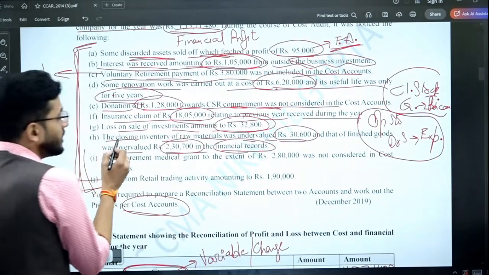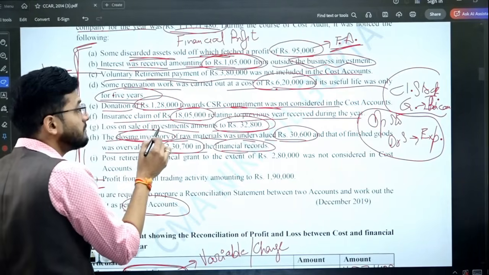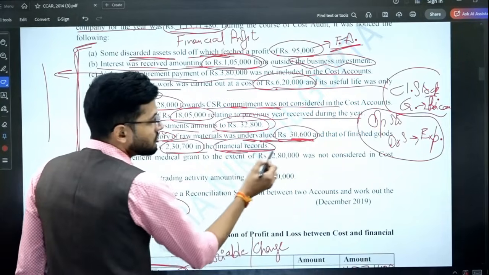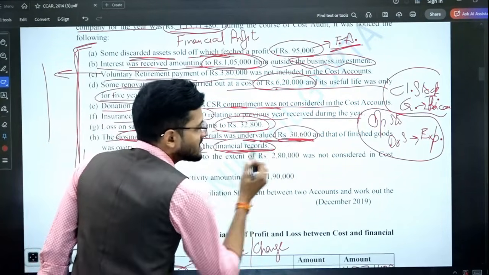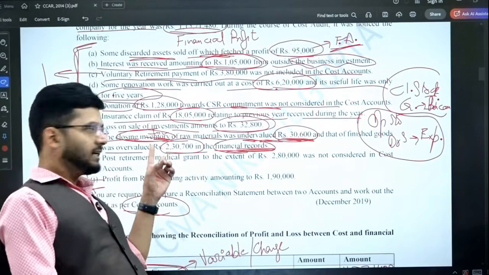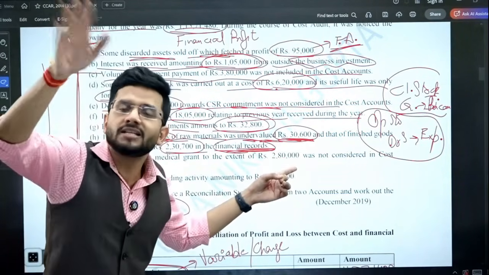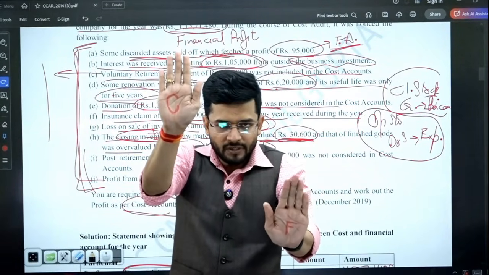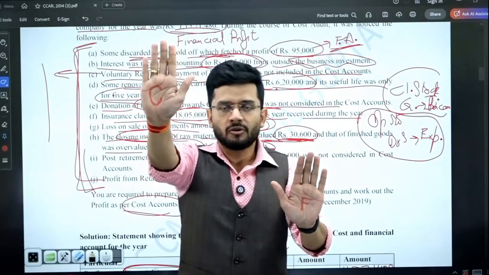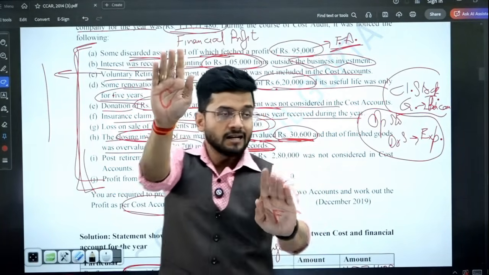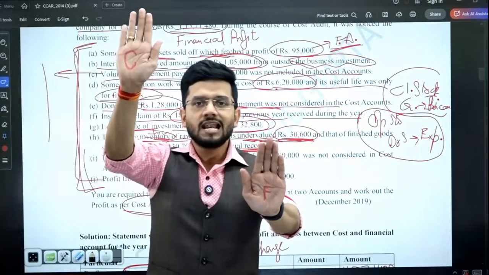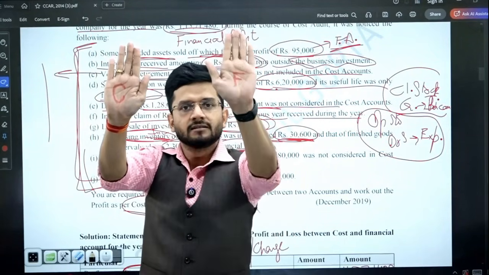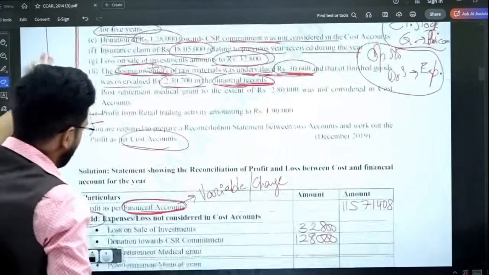Now let us come to the adjustment. The closing inventory, closing means income, was undervalued by rupees 30,600 in the financial records. So income was less in the financial records. Closing raw material was undervalued, which means it was less in the financial records. So financial profit is less, costing profit is more. Tell me, add or less? Add. It will be added, right? So 30,600 will be added.